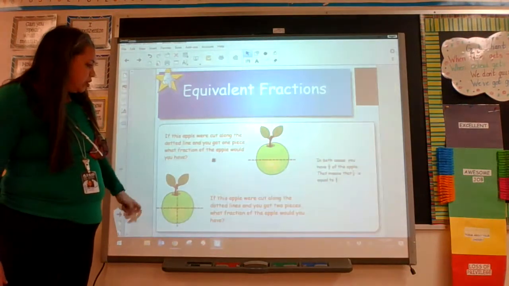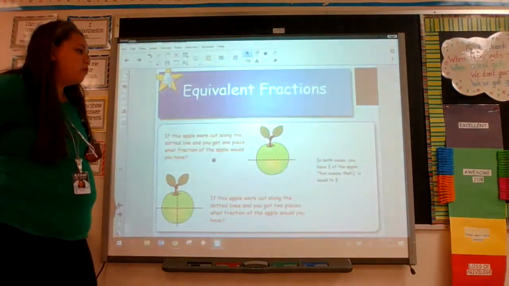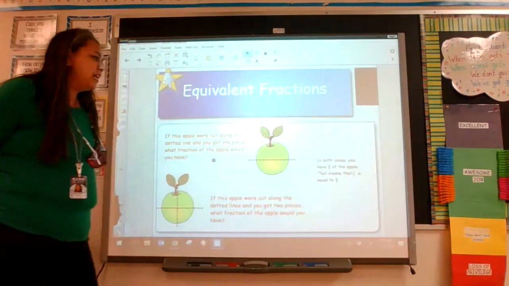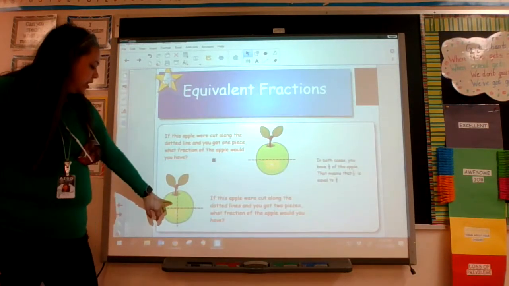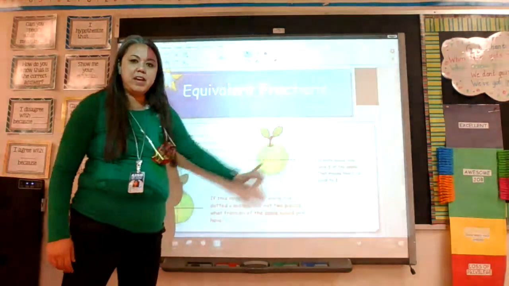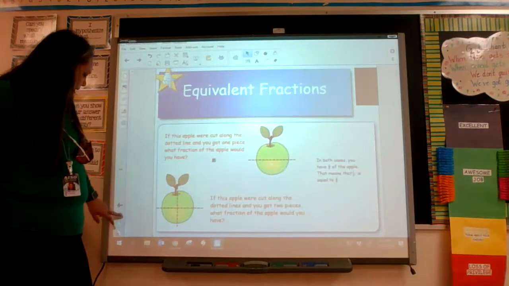Well, I bet you could see that you're going to get the same amount. In both cases, you have 1/2 of the apple. That means that 2/4 is equal to 1/2. These two pieces would be the same as this. This one's just cut into more pieces here.